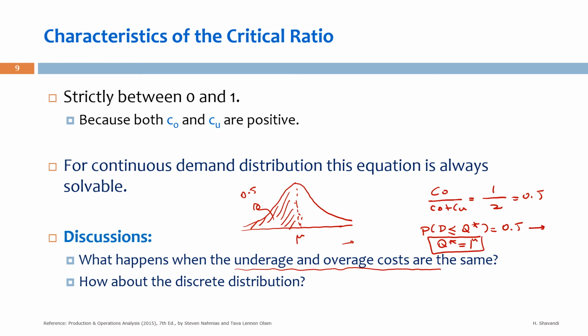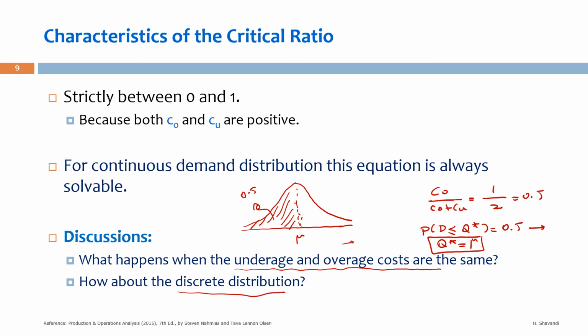So if CO equals CU, it doesn't matter if we have overage or underage, the costs are the same. So in that case, we will order exactly the mean of the demand, the expected value of the demand, which is mu in the normal distribution. Okay, and for the discrete distribution, we'll have an example later in this part.